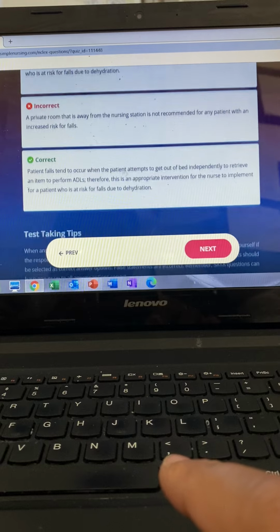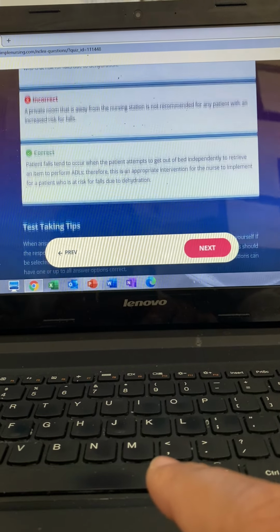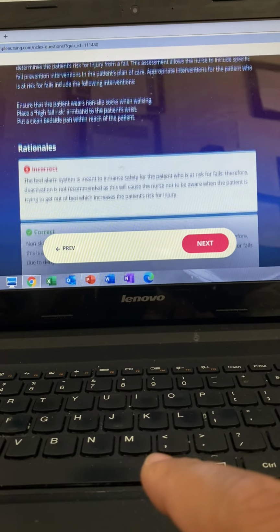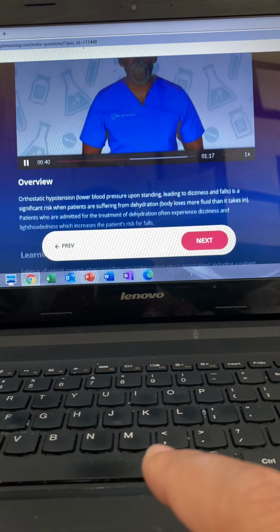So option number 1 is incorrect. Guys, never deactivate an alarm for a patient who is at risk for falls. You can't hear if the patient's getting up out of bed, and the patient might fall without you noticing. So option 2 and 3 are correct.